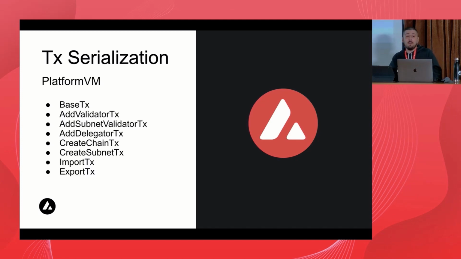On the platform VM, we have, again, the base transaction, very similar to the last one, allows you to consume inputs and create outputs. We also have the add validator transaction. It does pretty much what it sounds like. You add a validator, you set a start time and an end time. This is whenever you're adding a validator to the mainnet, I apologize. The subnet validator has to be a subset.